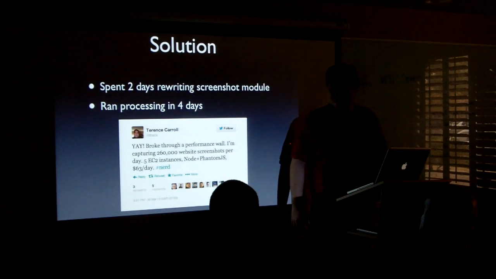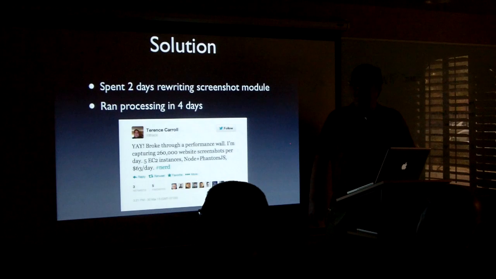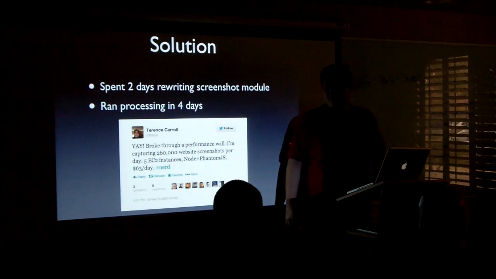Yeah, Dave? Quick question. What size instances are you using? I think they were large. They were large instances because I think they had 4 gigs of memory, and they had 2 cores each. And I was running PhantomJS with 2 Phantom processes per instance. And so that's what I was doing.